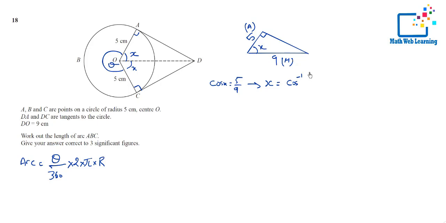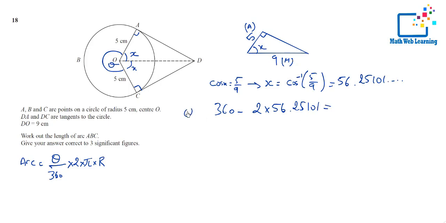You do inverse of cos, and you do that in the calculator, and you will get 56.25101. Okay, I'm going to leave it there. Okay, so yes, that is x, so we need to double it. So go ahead and double it and subtract it from 360. So we're going to do 360 minus twice that angle, 56.25101. That will give us the angle theta we are looking for to put in our formula.